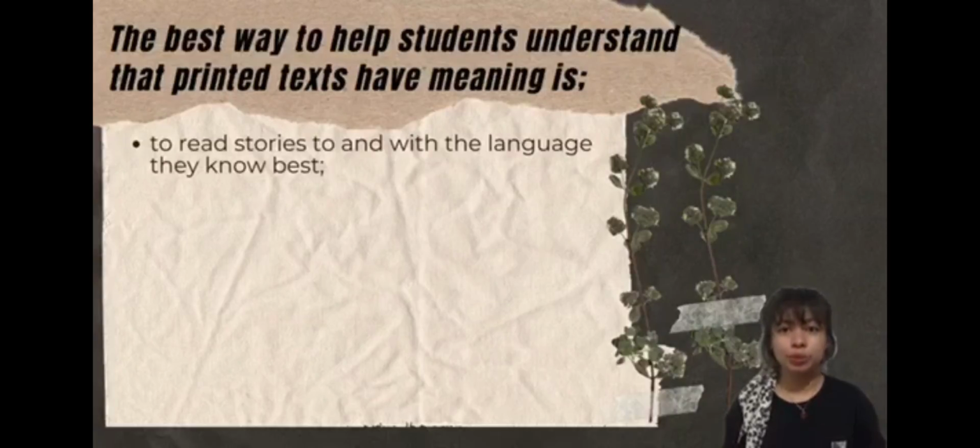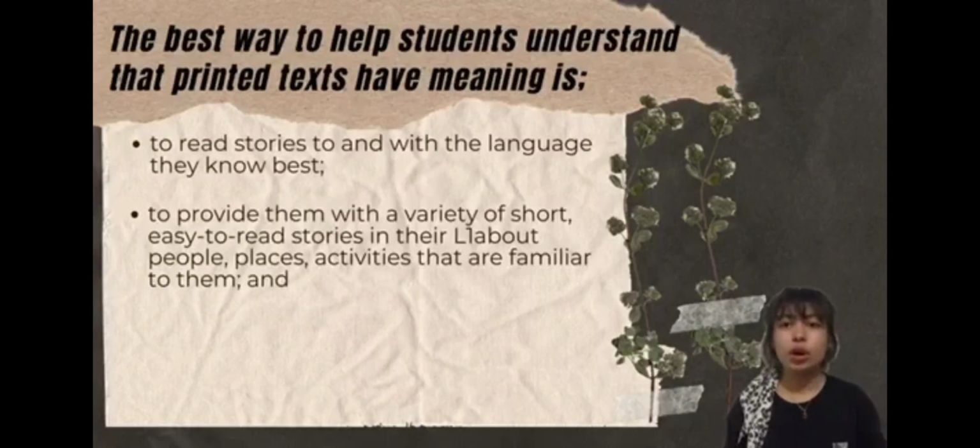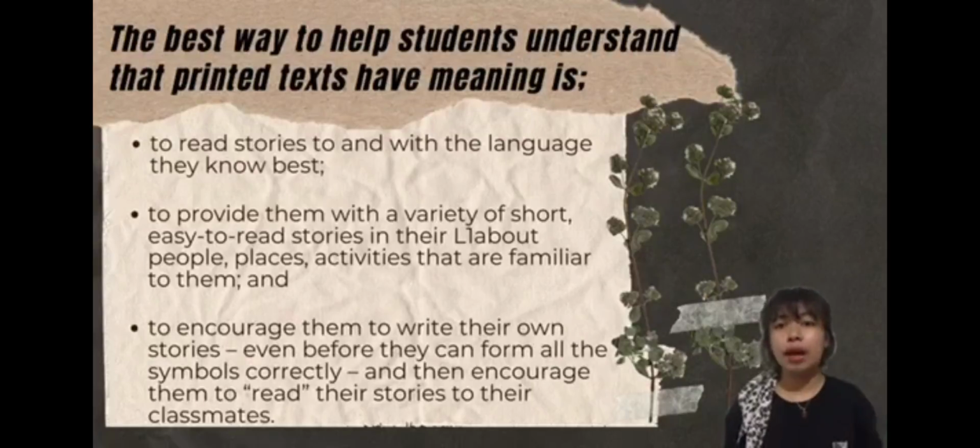Another way is to provide them with a variety of short, easy-to-read stories in their first language about people, places, and activities that are familiar to them, and to encourage them to write their own stories, even before they can form all the symbols correctly, and then encourage them to read their stories to their classmates. These three help students become good readers with comprehension.